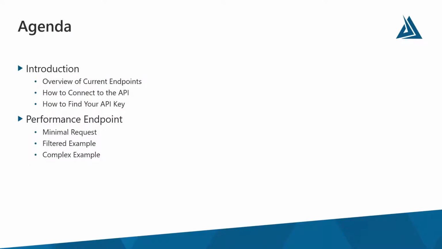So for the agenda today, we're going to start off with just an introduction to our API. We'll talk about, at a high level, everything that it can do. So we'll give you an overview of our current endpoints. And then we'll go through the basics of how to connect to the API. What are the headers that you need to send along to make sure that you're going to get access? One of those is your API key, which each unique Blue Triangle user has their own, and we'll show you how to find that API key in your user profile.